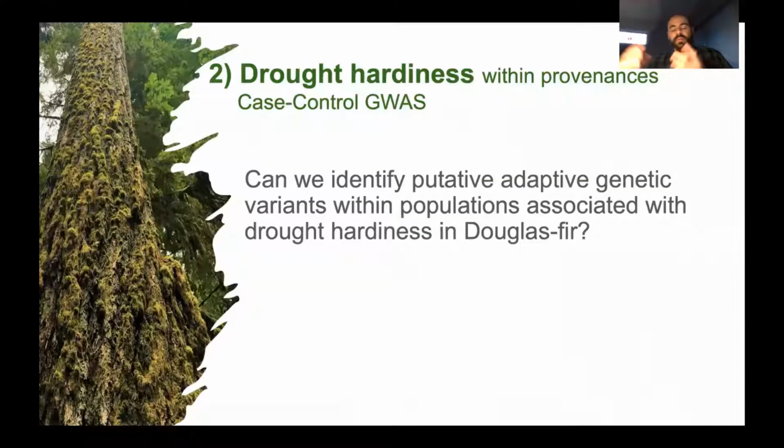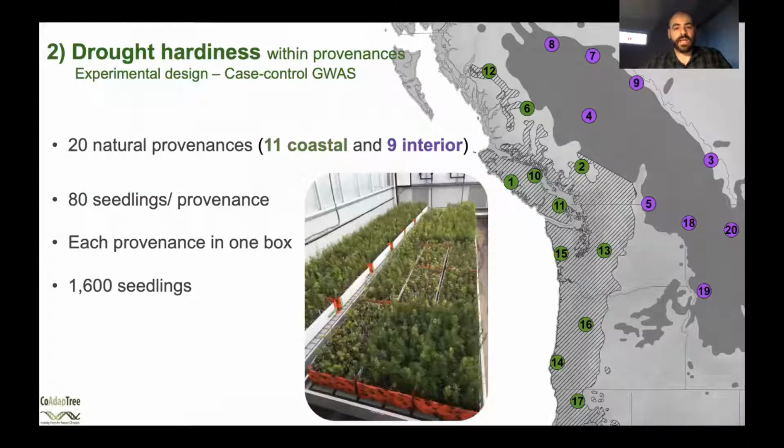So with that in mind, I went a step further again and explored the within provenance variation to try to identify putative adaptive genetic variants associated with drought hardiness in Douglas-fir. So here I'm exploring the within provenance variation. I conducted a second experiment with a subsample of the populations that I used in the first experiment. So for each provenance, I had 80 seedlings in one single box. So we can say that each provenance has had its own experiment.